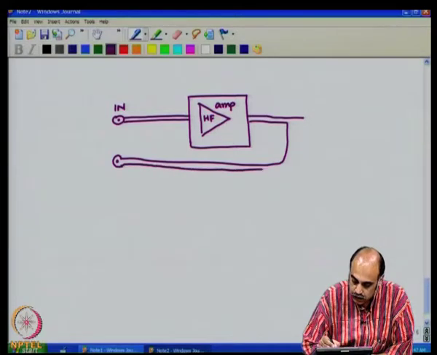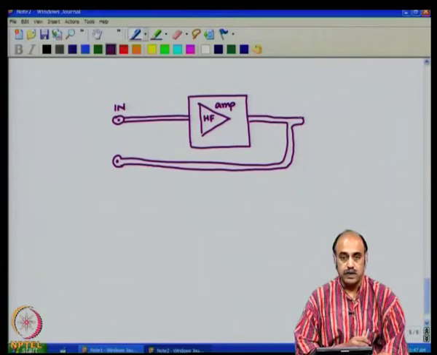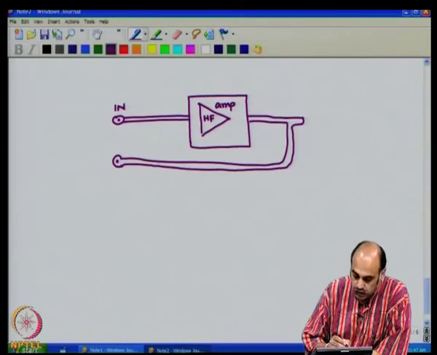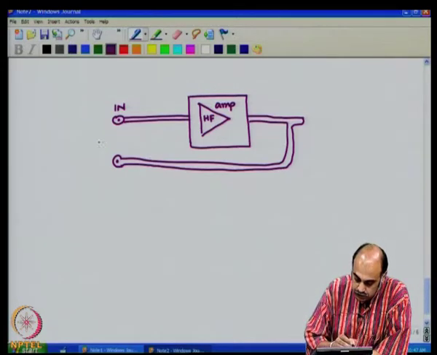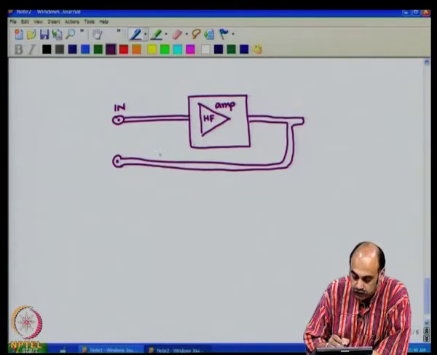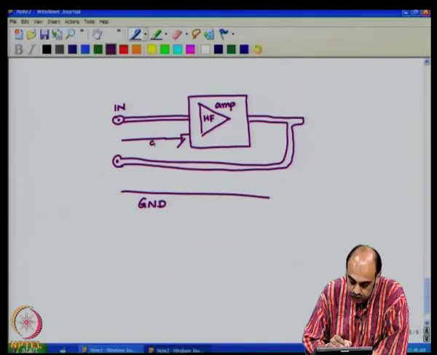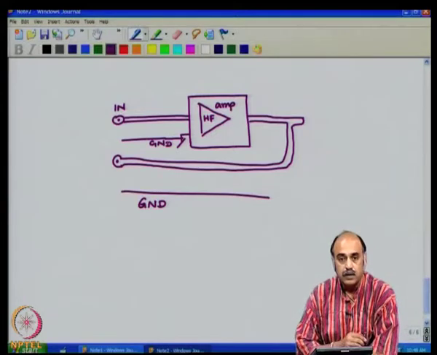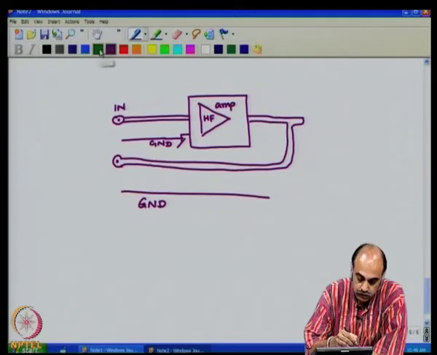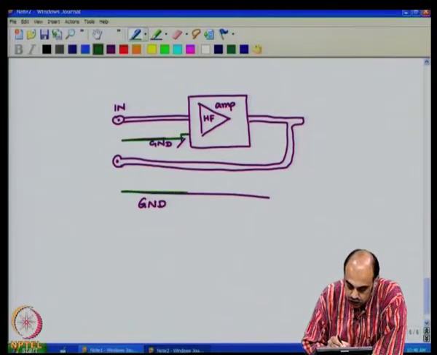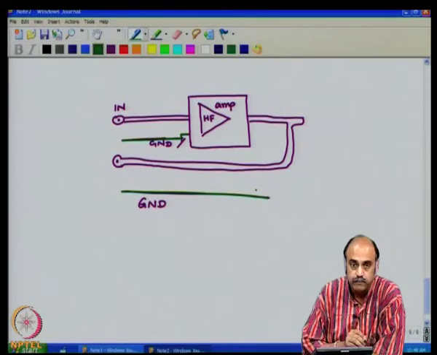Let us say the routing is in this fashion. Now there will definitely be, because this is an amplifier, a ground point somewhere; you will have ground lines. You may have ground lines here. It depends upon the routing. If you want, you could show the ground line in green to make a distinction. Now, this is a ground line coming from other parts of the circuit.